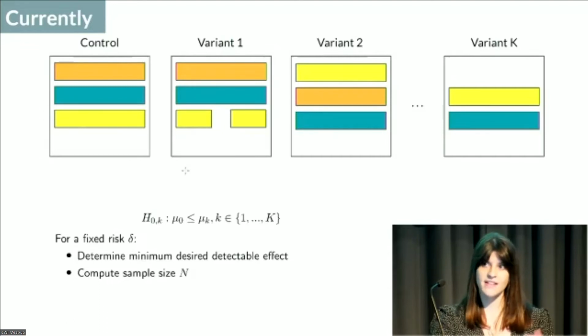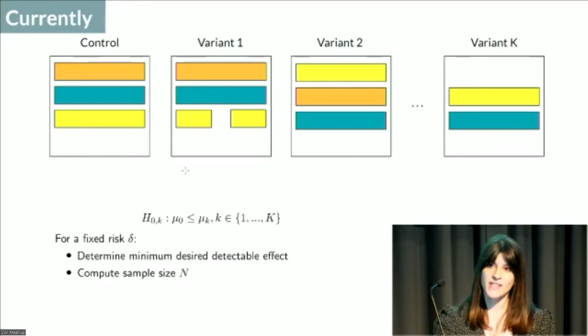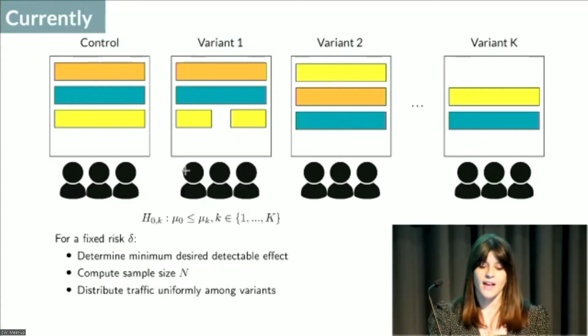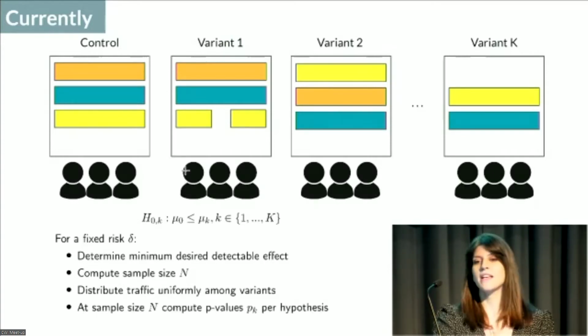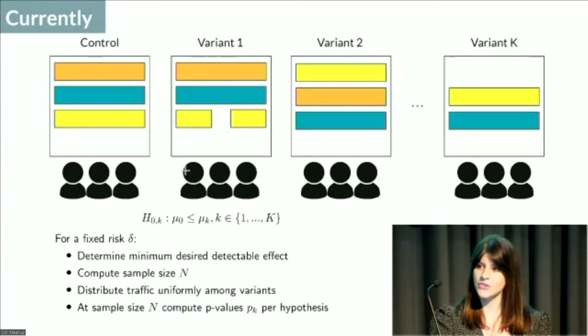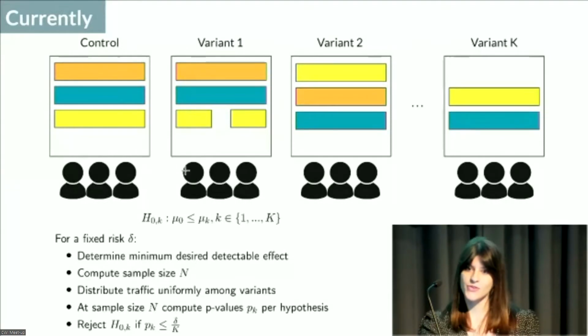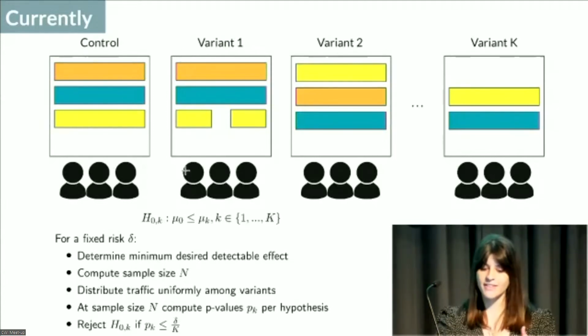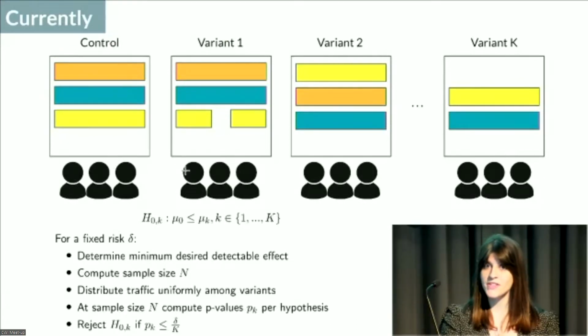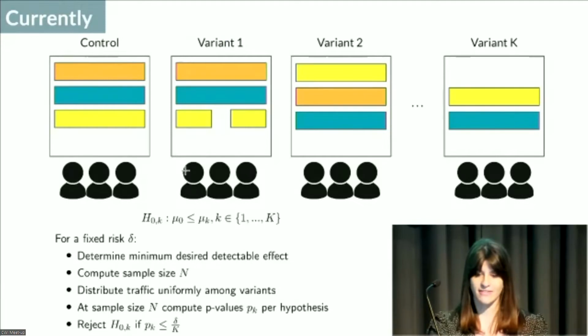And with this effect size, they need to calculate the sample size that they need to detect this effect size with a high probability. Then we will distribute the traffic uniformly across all the variants. And when the nth participant enters the trial, we're going to compute the p-values, one per hypothesis, and the p-values that are lower than a certain threshold are going to reject the null hypothesis. So I'm going to consider these arms as better than the control. Here, my threshold is delta divided by K because I'm conducting K hypothesis tests and I want to keep my overall error at this delta level.